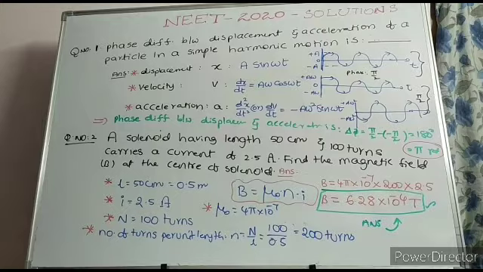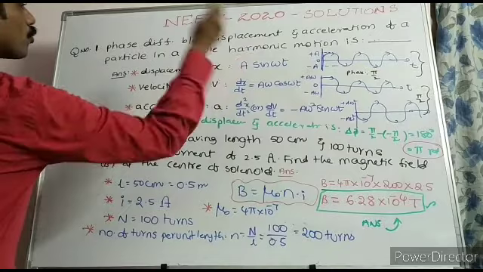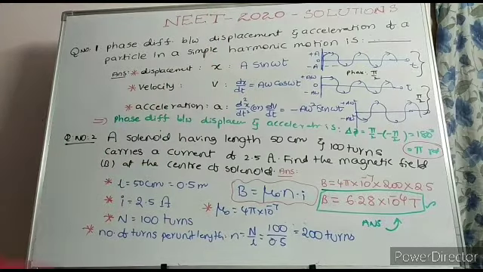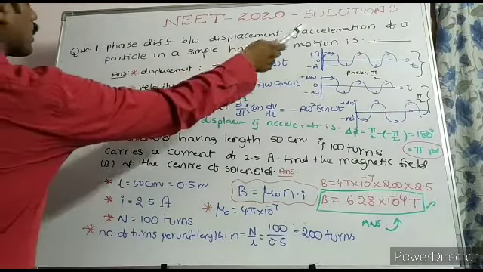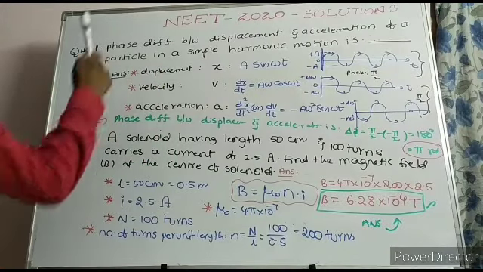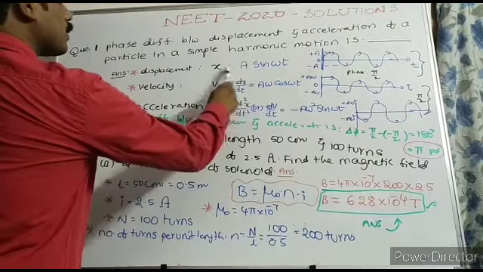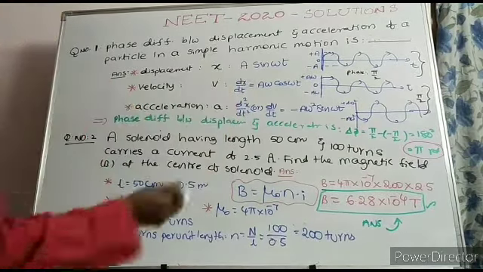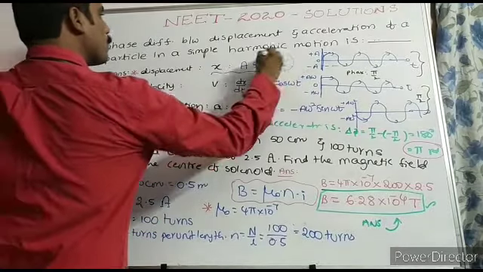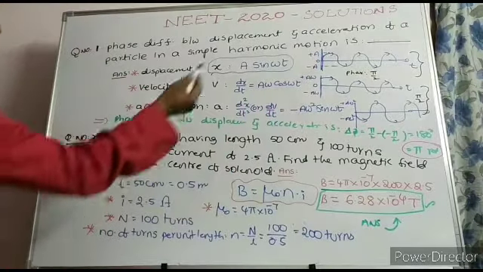According to one of the questions, what is the phase difference between displacement and acceleration of a particle in simple harmonic motion? For a particle executing SHM, displacement is x equal to a sin omega t. That is the expression, and the corresponding graph is a sine wave.